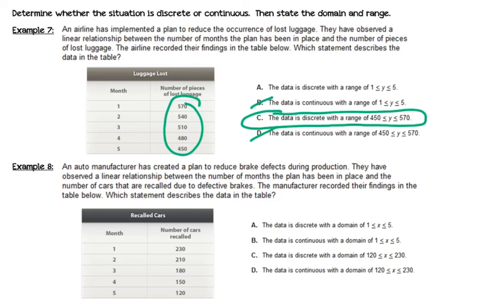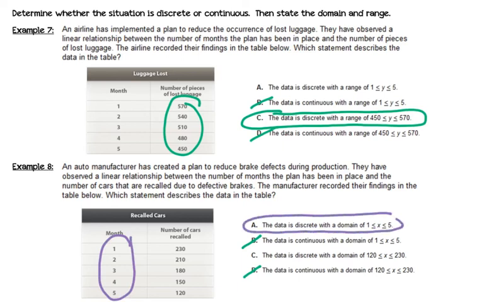So again, is this a discrete or a continuous thing? Are we going to break cars in half? No. So it's not going to be continuous. And then we need to see, okay, this is talking about the domain. So the domain is 1 to 5. So we're looking at answer A.